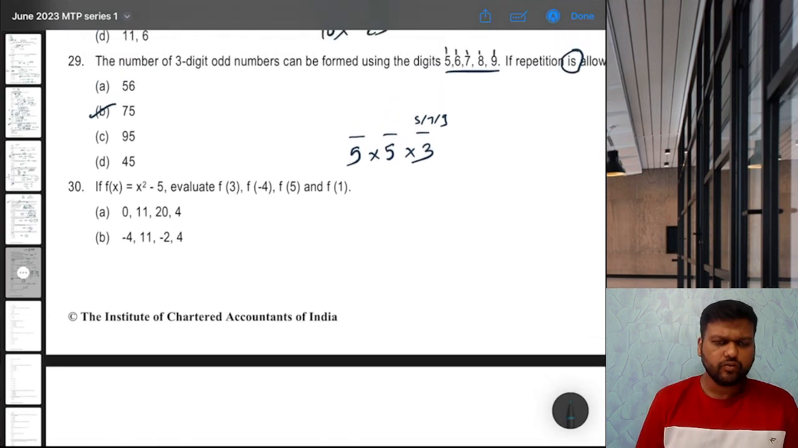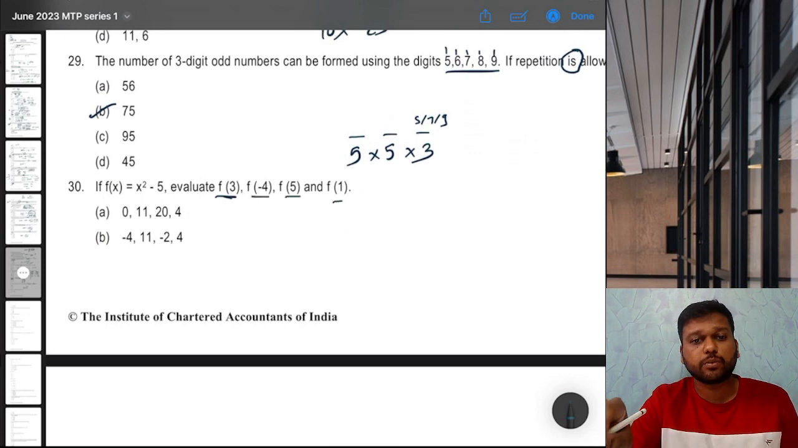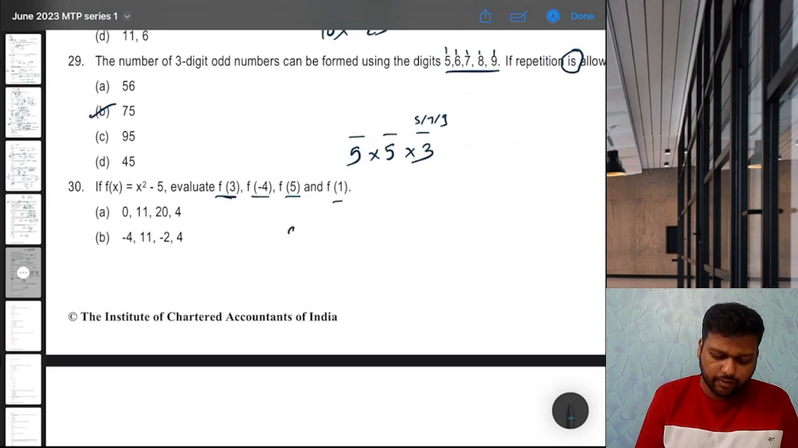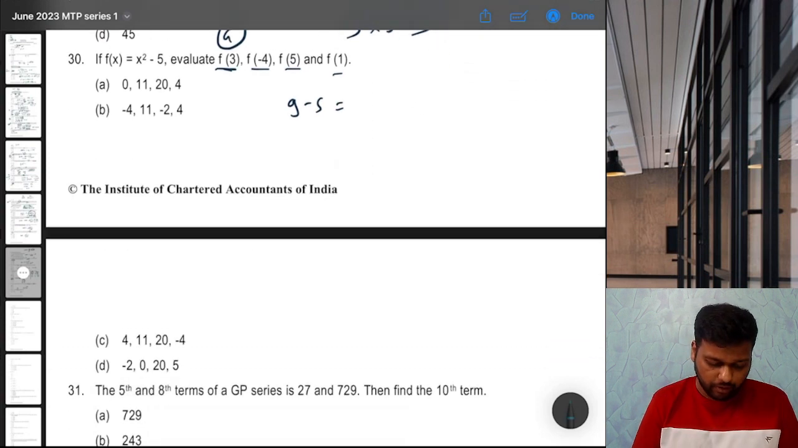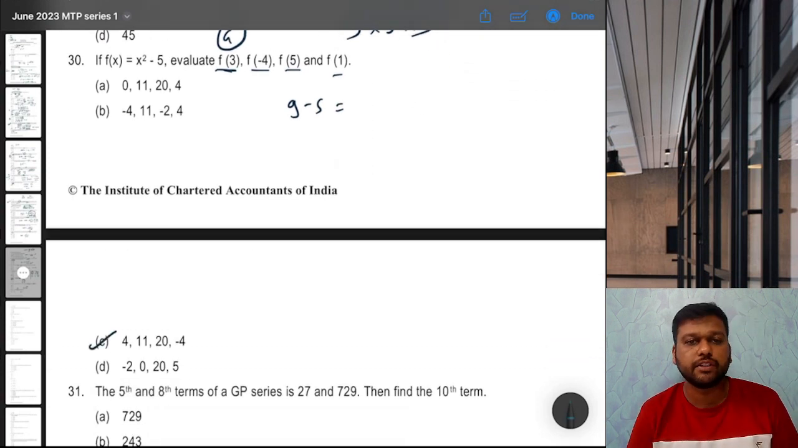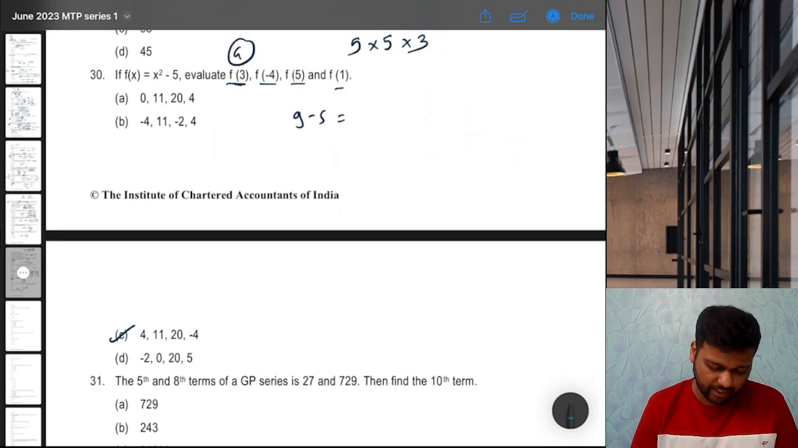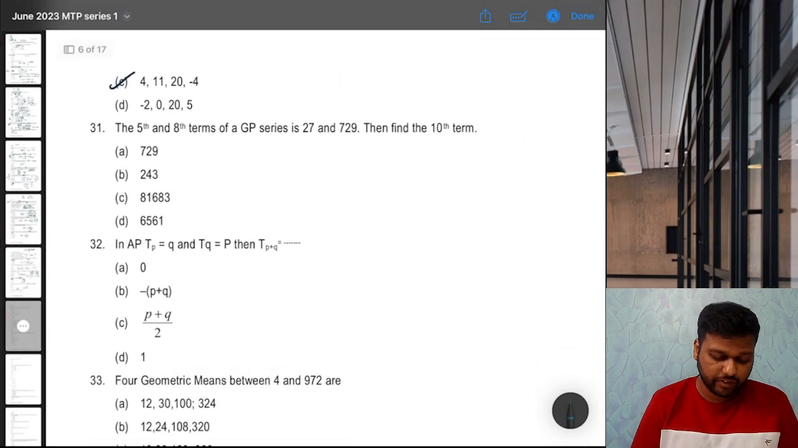Question 30. If f of x is x square minus 5, then evaluate f of 3 and so on. Let's solve only the first one. f of x is x square minus 5. So f of z is z square minus 5. f of a is a square minus 5. So f of 3 is 3 square minus 5. What is 3 square minus 5? 9 minus 5, that is 4. So f of 3 is 4. You have only option C where the first is 4. So take that, go ahead. Don't keep on solving, no need of that. There is only one option which fits.